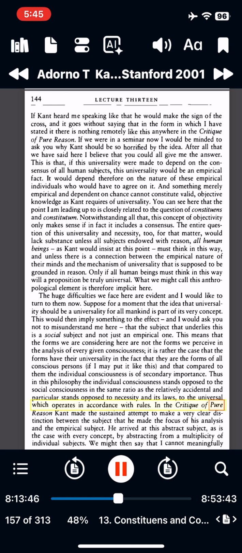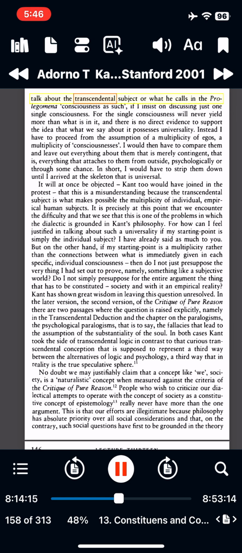In the Critique of Pure Reason, Kant made the sustained attempt to make a very clear distinction between the subject that he made the focus of his analysis and the empirical subject. He arrived at this abstract subject, as is the case with every concept, by abstracting from a multiplicity of individual subjects. We might then say that I cannot meaningfully talk about the transcendental subject or what he calls in the Prolegomena consciousness as such, if I insist on discussing just one single consciousness.